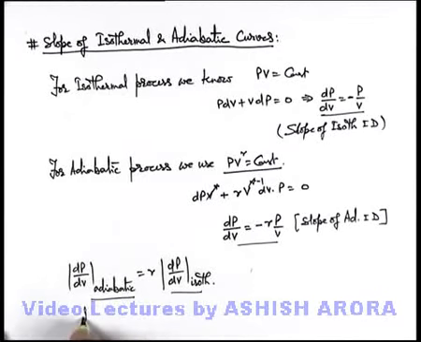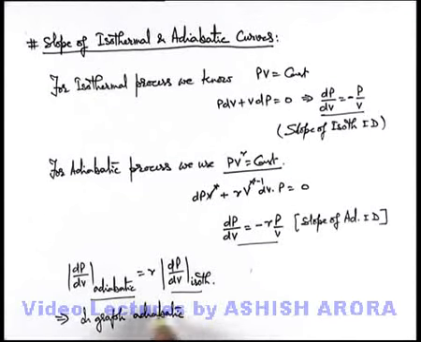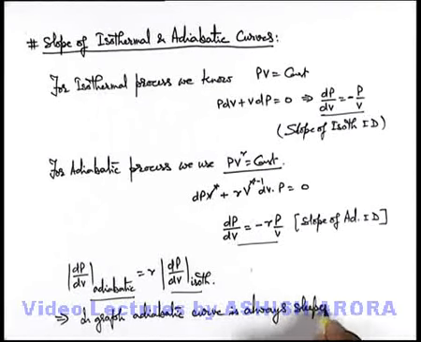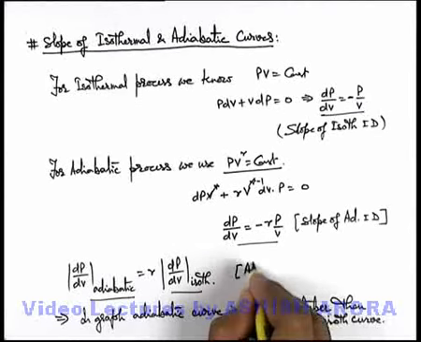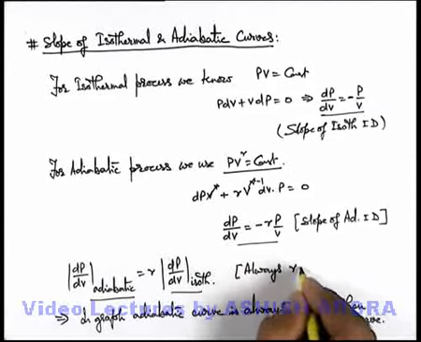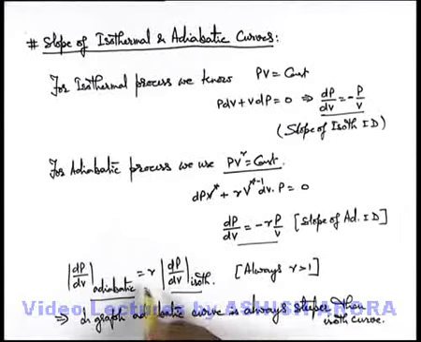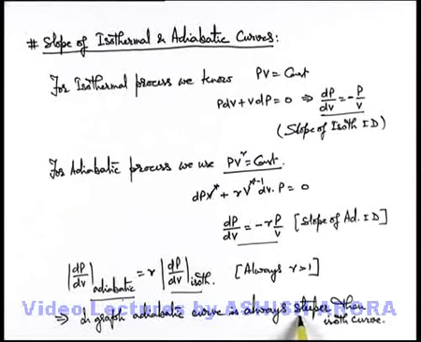So we can say in the graph, the adiabatic curve is always steeper than the isothermal curve. The reason is that the ratio of specific heats gamma is always more than 1. As gamma is more than 1, the slope of the adiabatic curve is more. That means the adiabatic curve will always be steeper than the isothermal curve.